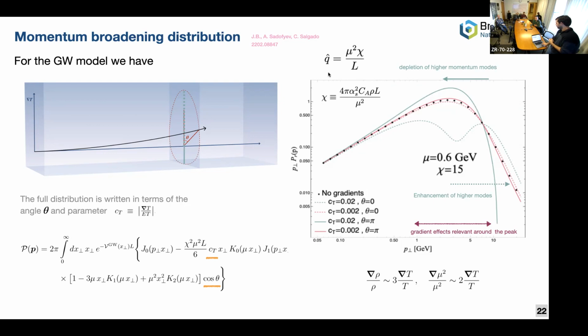And this is related to this parameter q-hat, which is the jet quenching parameter, which, to understand the approximations, you can understand as the effective diffusion coefficient in the mean. So essentially, at the end of the day, the phenomenological effect of gradients is just that they tend to bend the particle along the direction where the gradients increase.